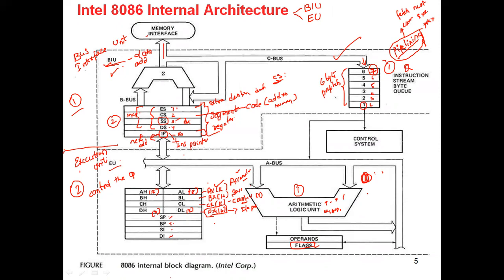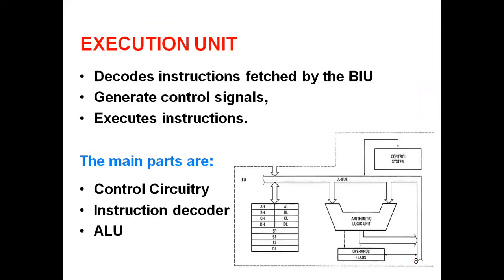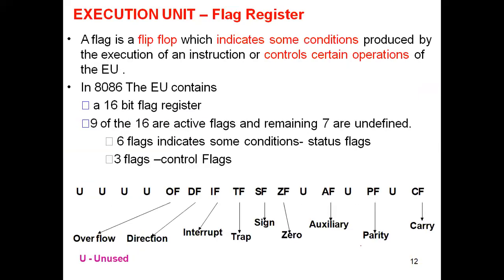And I am left with the flags concept, right? Here there are different flags. There are totally 9 flags, divided into conditional flags and control flags. So a flag is a flip-flop which indicates some condition produced by the execution of the instruction. Either it may be true or false, or it may be a 1 or a 0. So it is a flip-flop, either 0 or 1.